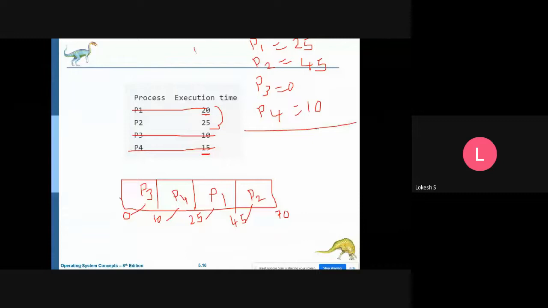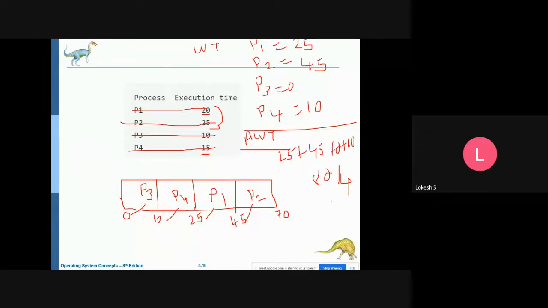You need to find the average waiting time. So 25 plus 45 plus 0 plus 10 is 80. 80 divided by a total of 4 processes is 20. So the average waiting time is 20.